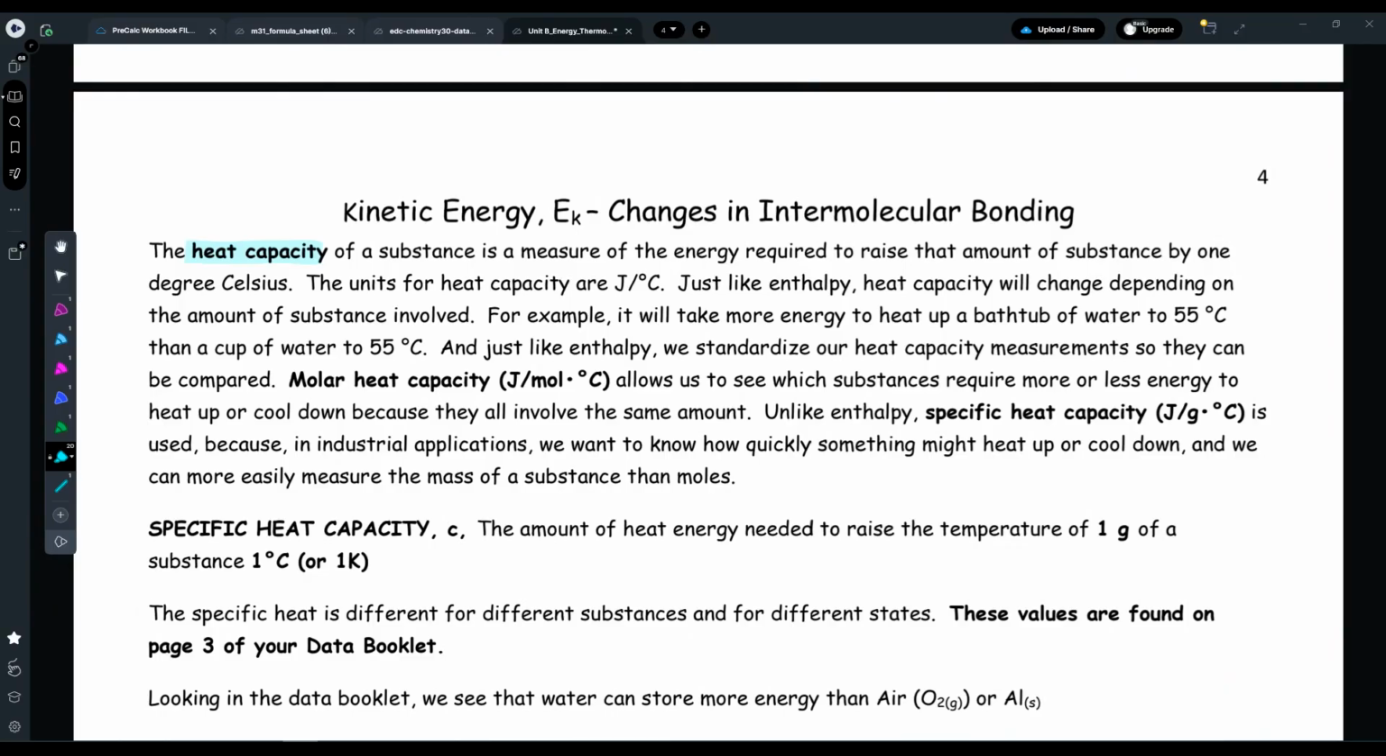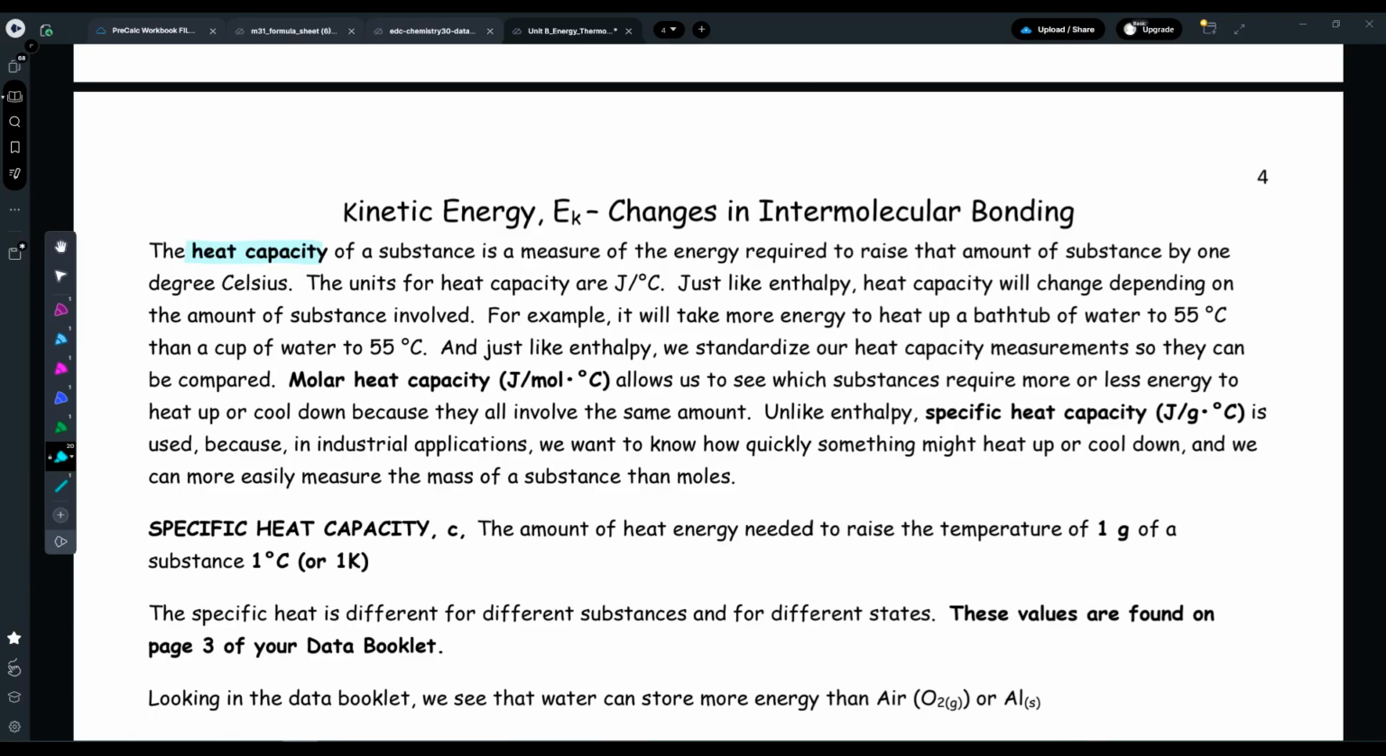So the heat capacity of a substance is a measure of the energy required to raise that amount of substance by 1 degree Celsius. The units for heat capacities are joules per degree Celsius, and just like enthalpy, heat capacity will change depending on the amount of substance involved. So, for example, it will take more energy to heat up a bathtub full of water to 55 degrees rather than a cup of water at 55 degrees because you have less water in that cup.